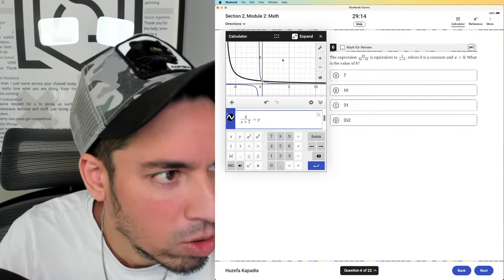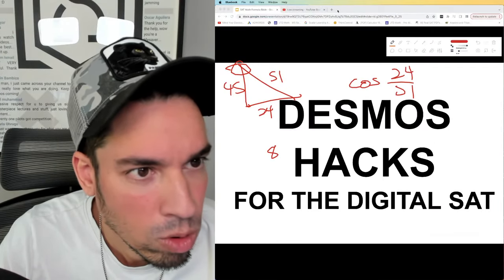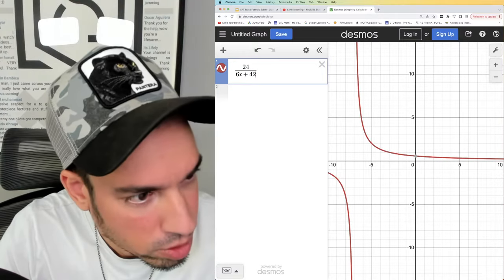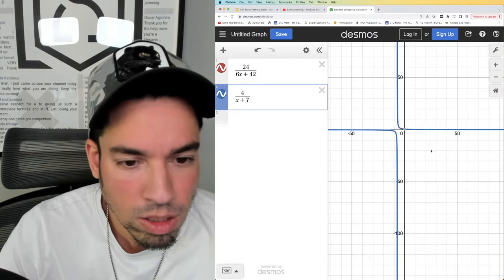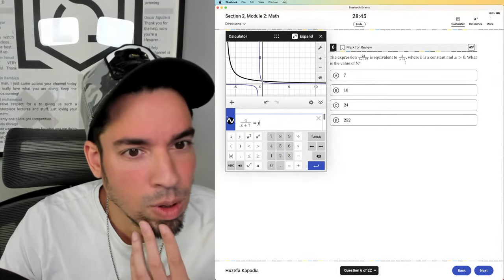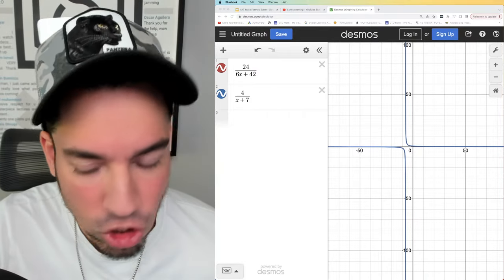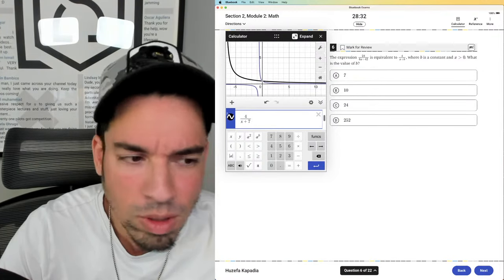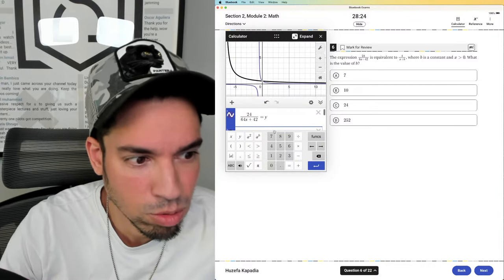Hold on. Let me see in my other Desmos app. Why is that doing that? 24 over 6x plus 42. That's so strange. 24 over 6x plus 42. And then we had 4 over x plus 7, right? Yeah, look, they should match up. What? That's so weird. Why is it not doing it in this one? That's a glitch. Look at that. It's supposed to match. That is not good at all. What if I remove the y? I don't know what's going on. I think maybe there's a problem with this Desmos calculator, which is shocking to me.